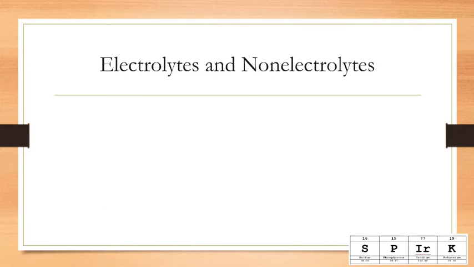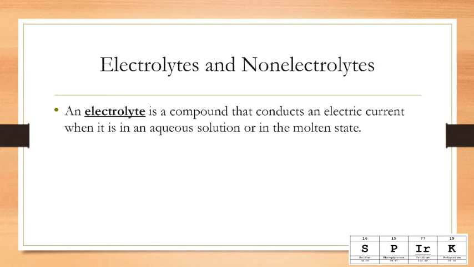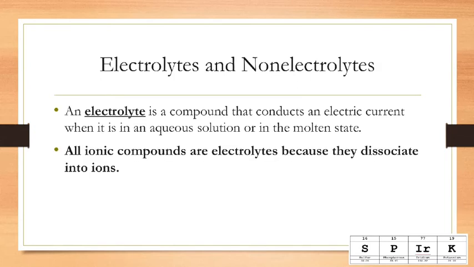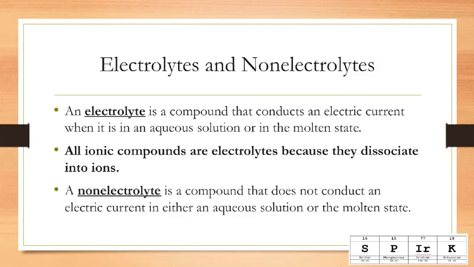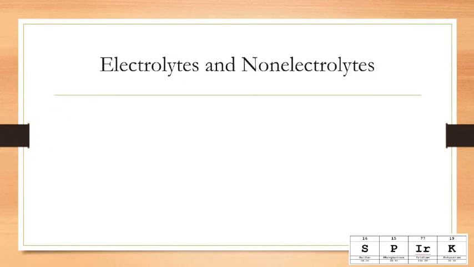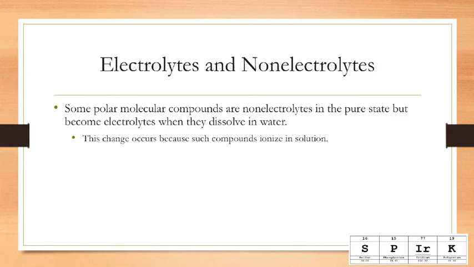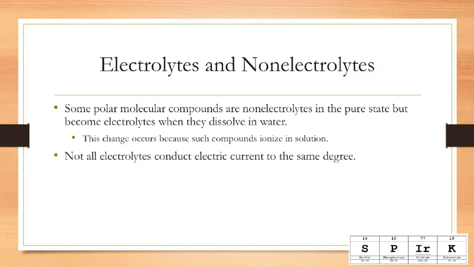Electrolytes and non-electrolytes. An electrolyte is a compound that conducts an electric current when it is in an aqueous solution or in the molten state. All ionic compounds are electrolytes because they dissociate into ions. A non-electrolyte is a compound that does not conduct an electric current in either an aqueous solution or the molten state. Some polar molecular compounds are non-electrolytes in the pure state, but become electrolytes when they dissolve in water. This change occurs because such compounds ionize in solution.